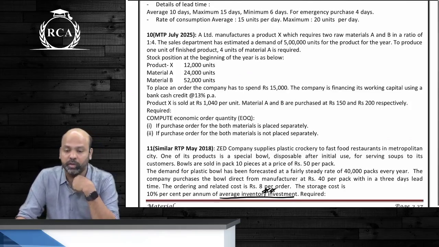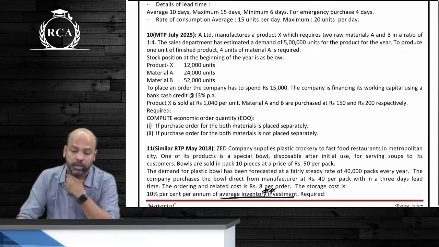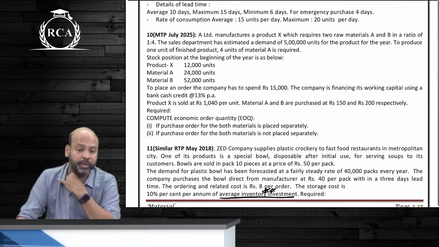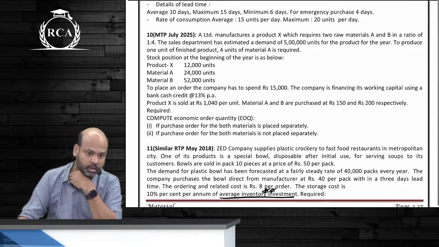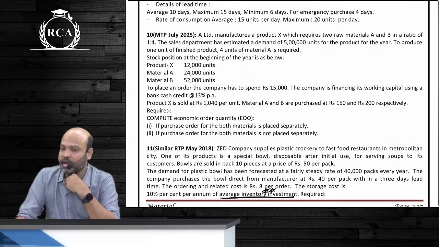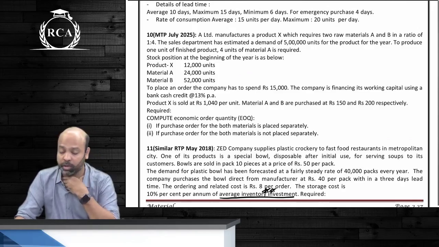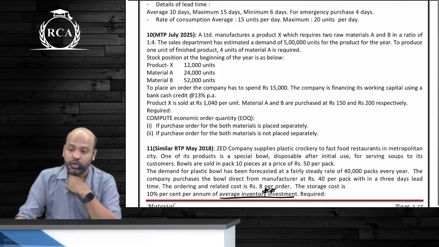We already have a stock position of 12,000 units of product X. Whenever they give us details of opening stock, as I noted the other day, you have to compute on the basis of the amount that needs to be purchased. Here, though the demand is 5 lakh units, we already have an opening stock of 12,000 units. You will have to assume that we will be maintaining a 0 closing stock.